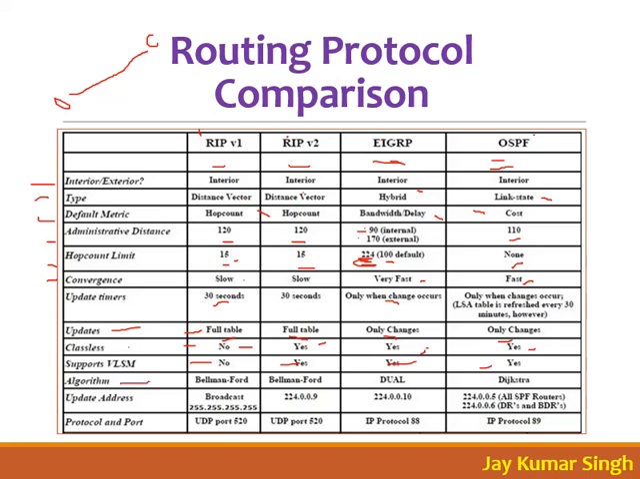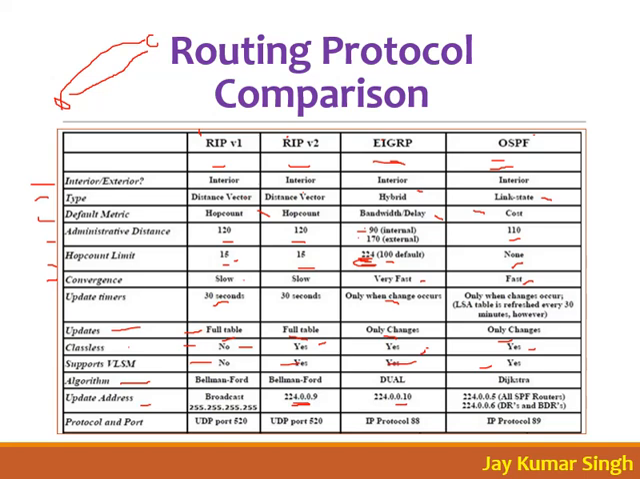Now the update address. If RIP1 wants to send an update to its neighbor, which address will it use? It will use 255.255.255.255 as a broadcast, but RIP2 will use the multicast address 224.0.0.9 to update its neighbor. That's why I told you they use a multicast address for updating neighbors. When RIP wants to communicate with another RIP, it uses this IP address. That's why RIP cannot communicate with EIGRP, because EIGRP uses a different one.